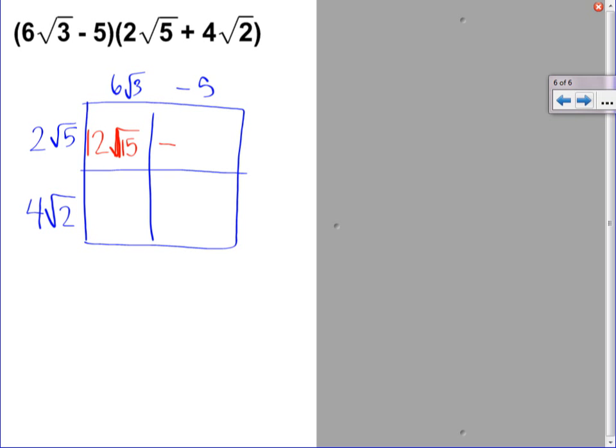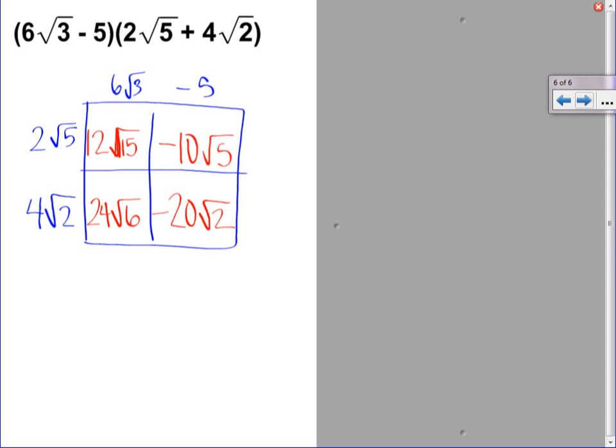Okay, what about right here? Minus 10 square root 5. There's no other root to combine it with, so it just stays there. What about down here, lower left? 24 root 6. And the last one, minus 20 root 2. Now the next step is to make sure that all these roots are as small as they can go.